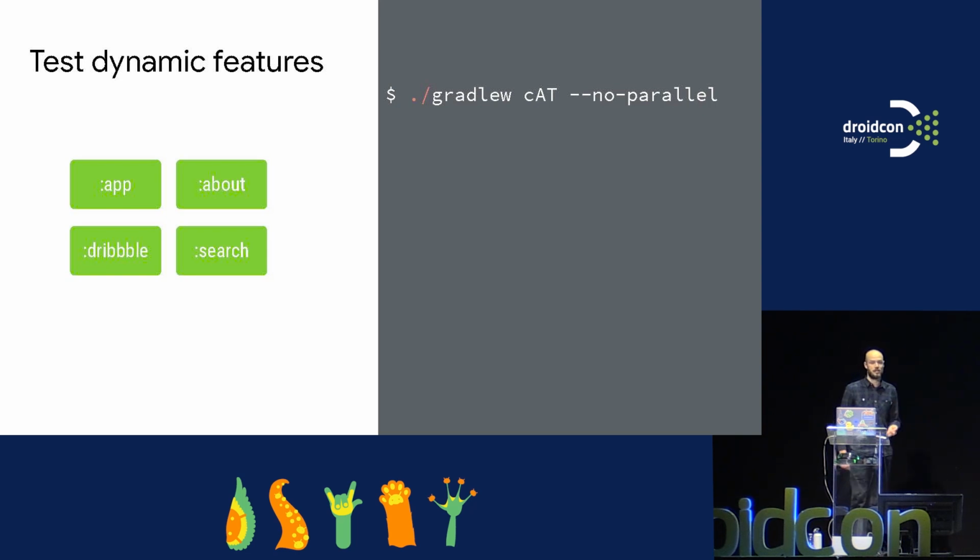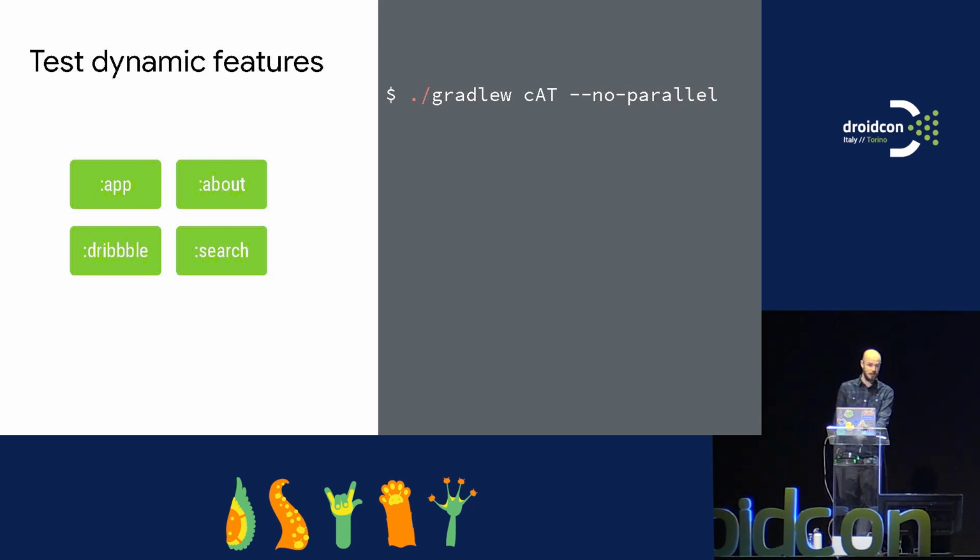So the easiest way is to just, at invocation, add the flag no parallel. That means that the connected Android tests are being run not in parallel, but in sequence. This allows you to run tests as you are used to, and you will receive the same results that you had before, without having to go through the headache that you can run into when you're wondering why all those tests fail at various stages and for various reasons.